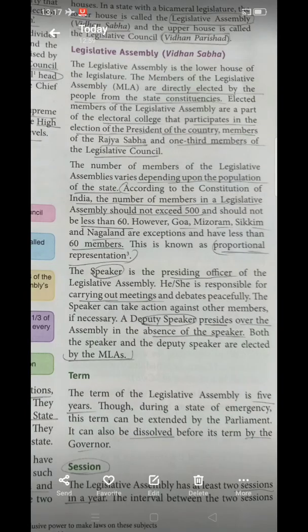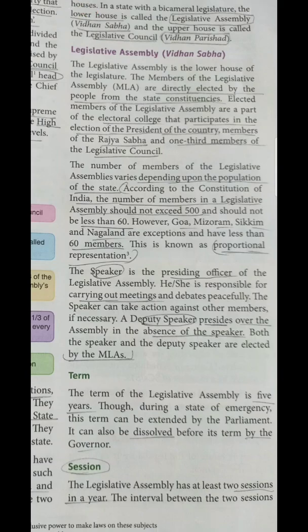Okay, so moving further. If I talk about the members of the legislative assembly, as we had already discussed, it is considered the lower house of the legislature, and the members are directly elected by the people from the state constituencies.